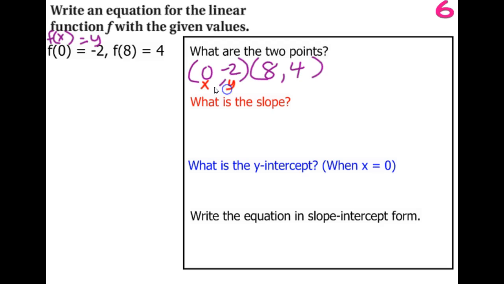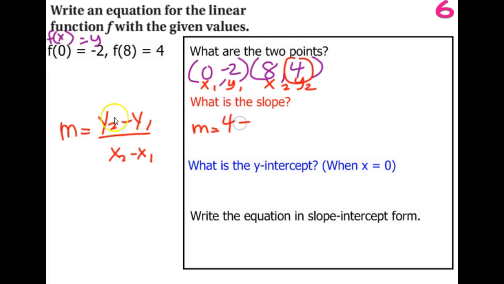So I'm going to label my points x, y. This is my first point, x1, y1, second point, x2, y2. And let's plug them into our slope formula. So we have y2, which is 4, minus y1, which is a negative 2. Those 2 negatives make a positive. And then on the bottom, x2 minus x1, or 8 minus 0. Well, 4 plus 2 is 6. 8 minus nothing is still 8.